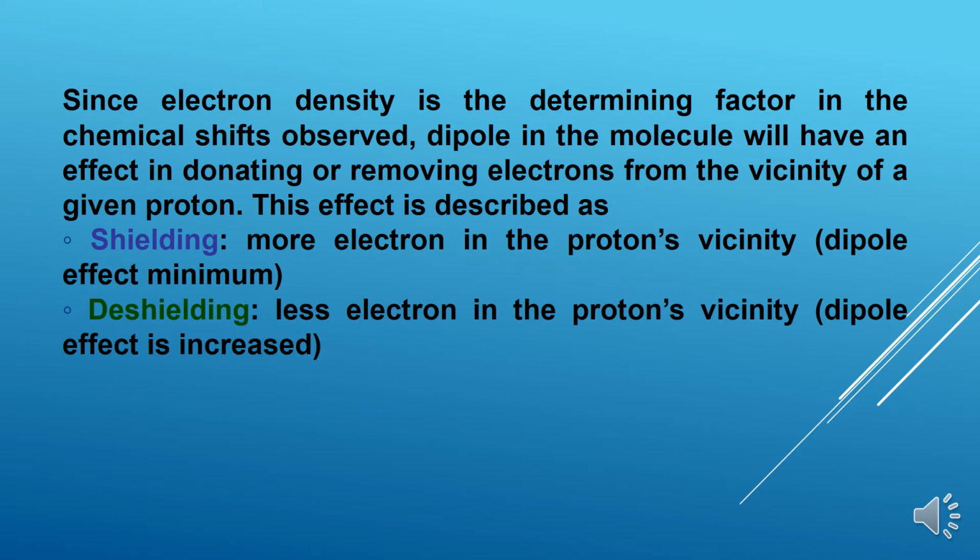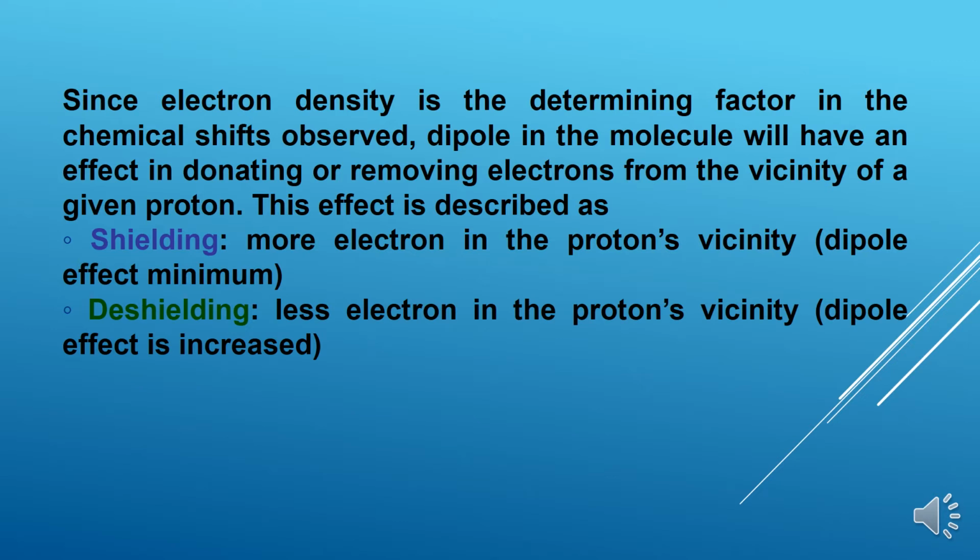Since electron density is the determining factor in the chemical shift observed, dipoles in the molecule will have an effect in donating or removing electrons from the vicinity of given protons. This effect is described as shielding and de-shielding. More electrons in the proton vicinity means a small dipole effect. If fewer electrons are in the proton vicinity, the dipole effect is increased.